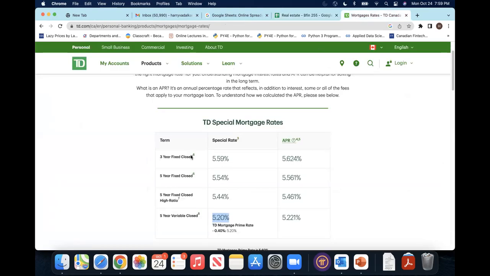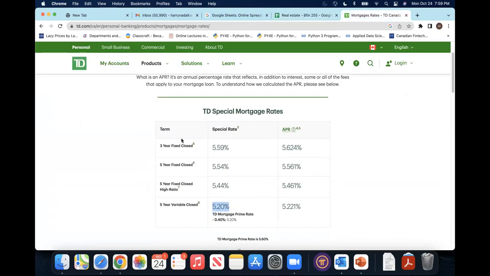I'll give you an example. So if you see fixed rate mortgages, this is an example of a fixed rate mortgage. It's a 3-year fixed closed mortgage. It means that for 3 years, the interest rate is not going to change on your mortgage. After that, you have to renegotiate with the bank depending on the interest rate then. So the interest rate for that is 5.59%. You can also buy a 5-year closed mortgage, which has an interest rate of 5.54%, in which the interest rate is going to be fixed for you at 5.54%.